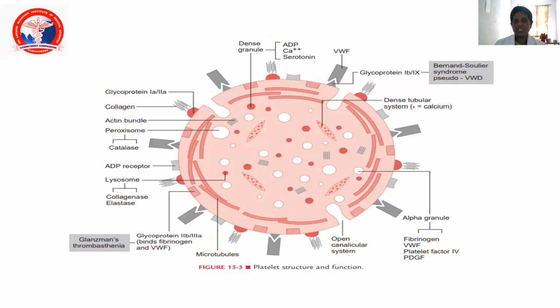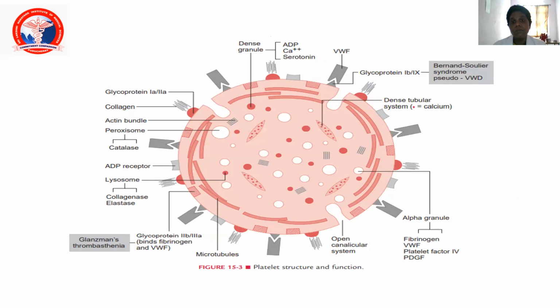Next, coming to the structure of the platelet. Platelets are only cell fragments. They are not whole cells, so they don't have nuclei and they don't have many of the organelles. They have a few organelles like the lysosome, but most of the organelles are missing from the cytoplasm of the platelet.